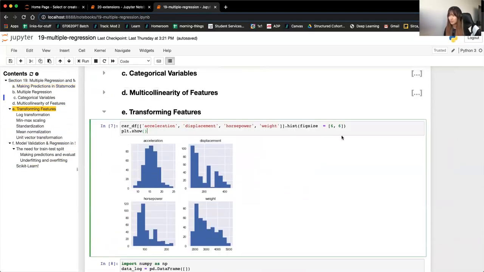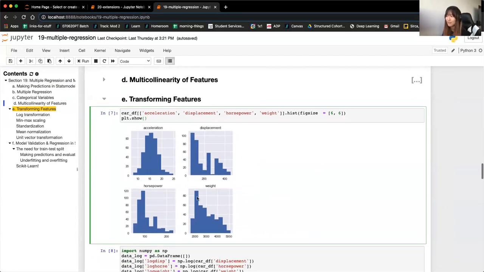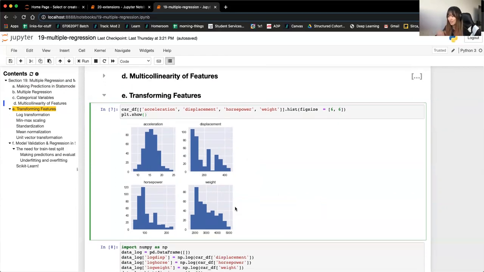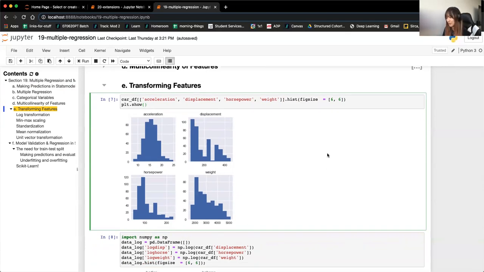Transforming features is what you do when you notice that one of your independent variables isn't nicely distributed. Very often you find that variables are right skewed. It's a phenomenon that occurs in data naturally because of outliers on the high end for a lot of different variables. For example, with displacement here, you can see that there's a lot in the low end and it tapers off, and therefore we have a right skewed histogram. Very similar for weight and horsepower.